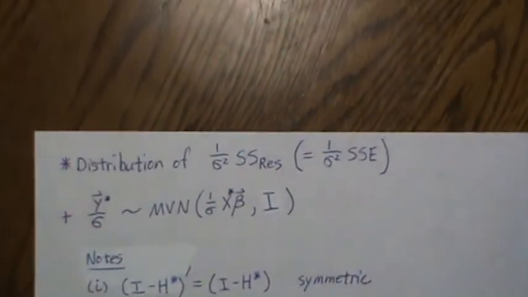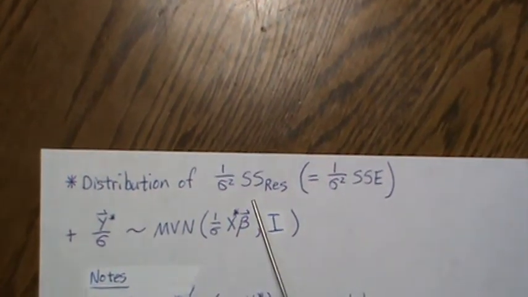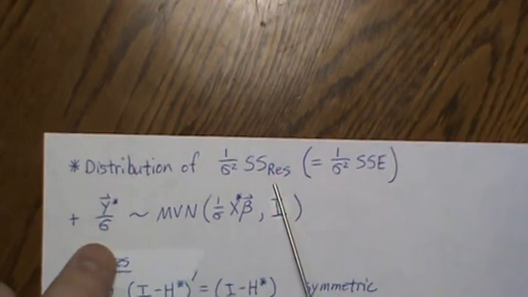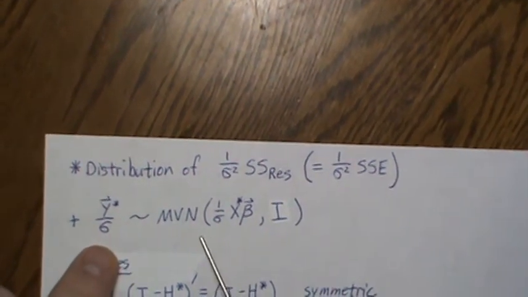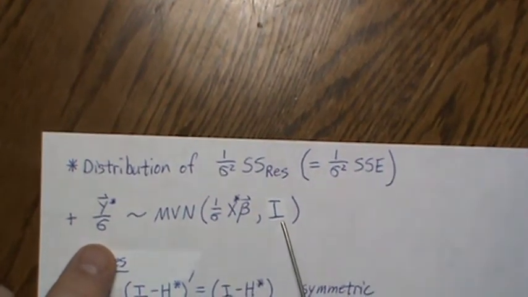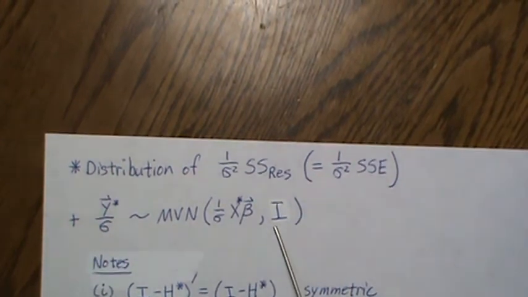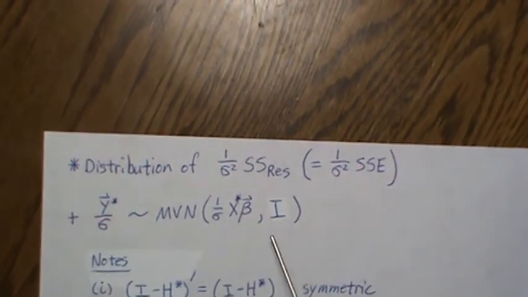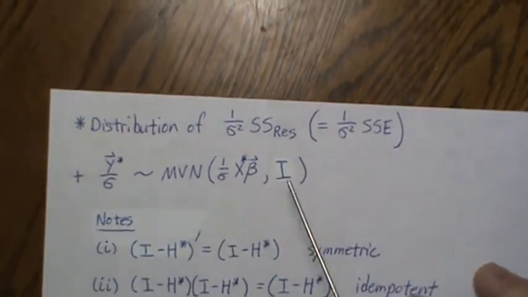Now let's derive the distributional properties of this quantity here. Note that y star divided by sigma is multivariate normal with this mean and variance covariance matrix, the identity matrix. So then what we do next is much easier, since this is the identity matrix.